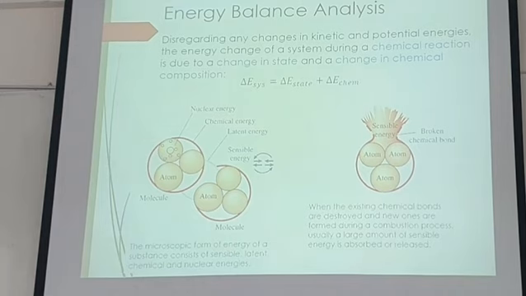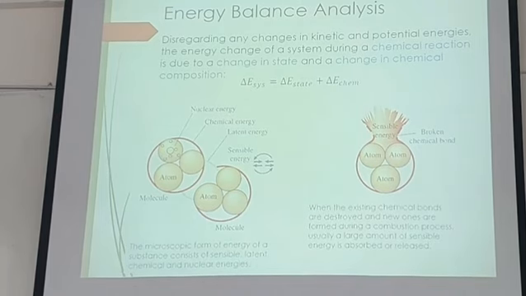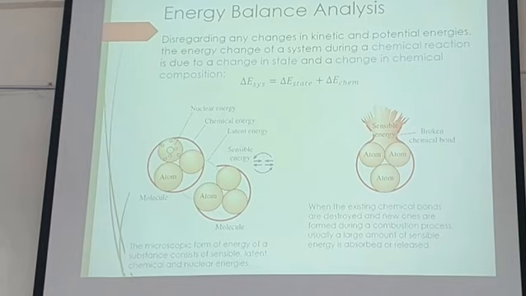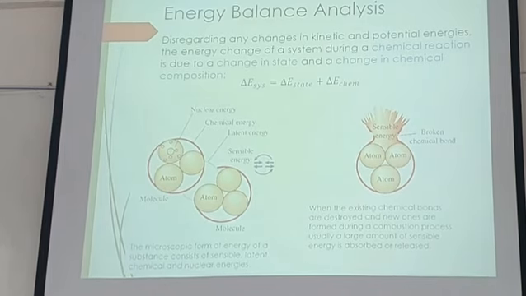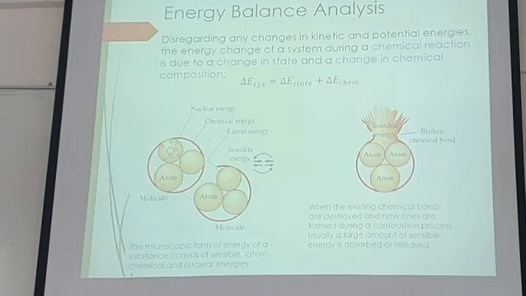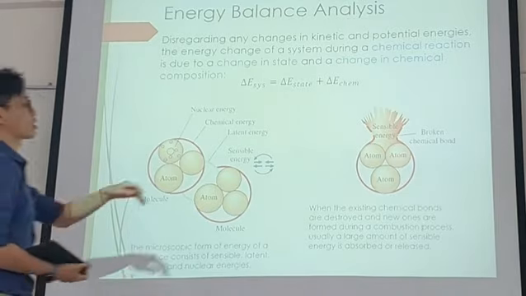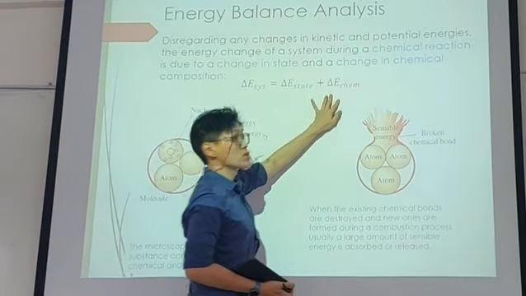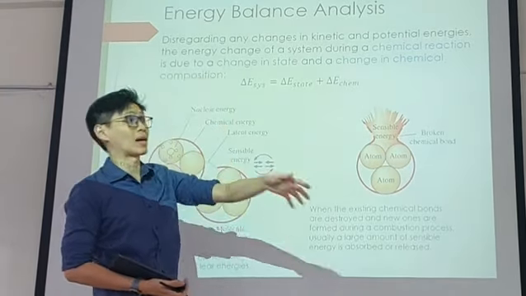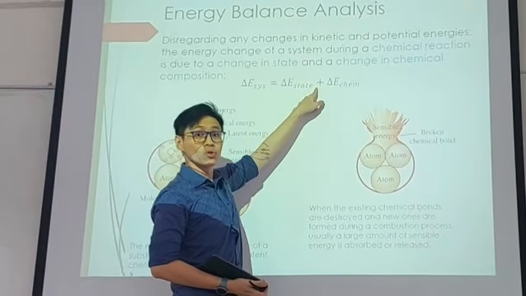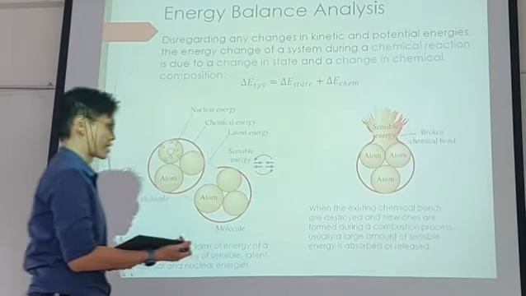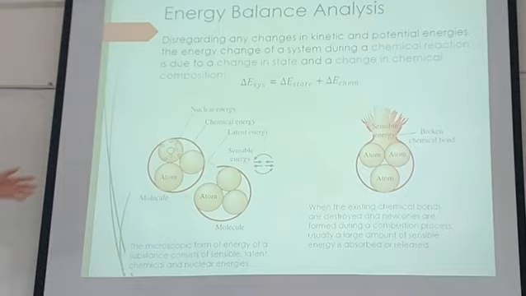Okay, we will look a little bit at energy balance analysis. Just now is the simpler version. So this is regarding any changes in kinetic and potential energies. The energy change of the system during a chemical reaction is due to a change in the state and a change in chemical composition. So basically, this is the extra thing that we are learning here. All this while when we use the table to refer to answer, this is the one that we do. Now with chemical reaction, we got this extra thing because there is a change in the bonding, basically.